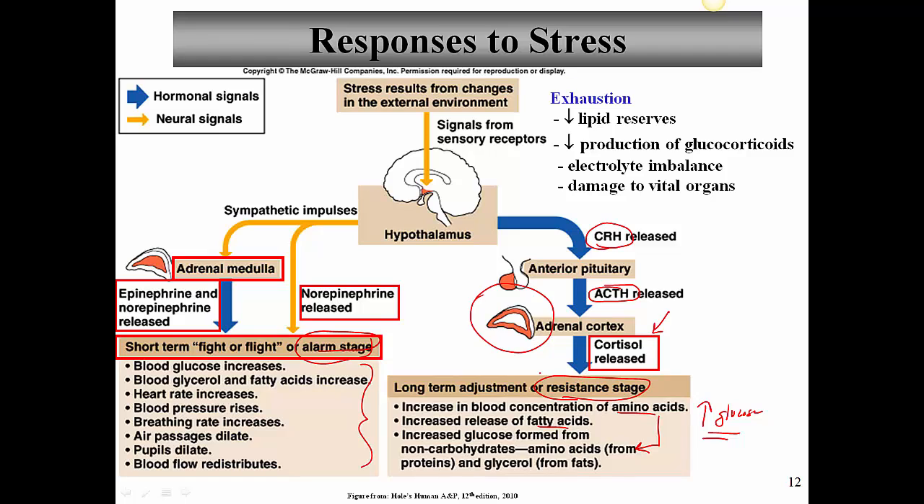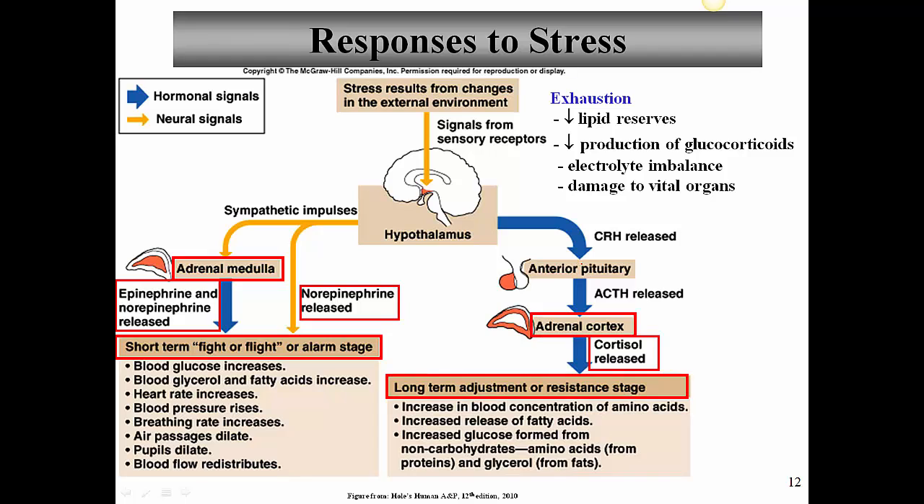So one of the things I want you to note here is we call this first stage the alarm stage. The second stage is called the resistance stage. So this is the AR and ARE that we talked about. The other thing I want you to notice is that this stage is carried out by the adrenal medulla. This stage is carried out by the adrenal cortex and the release of glucocorticoids.